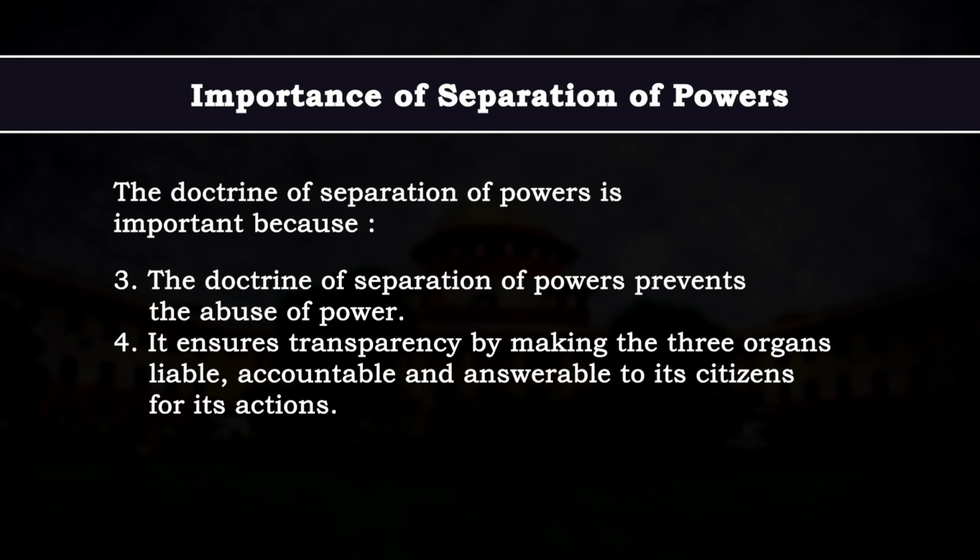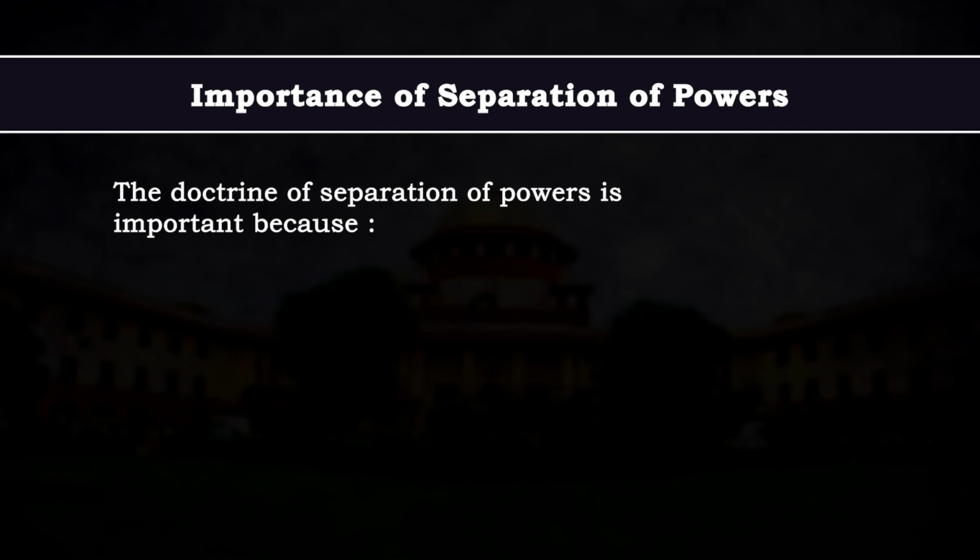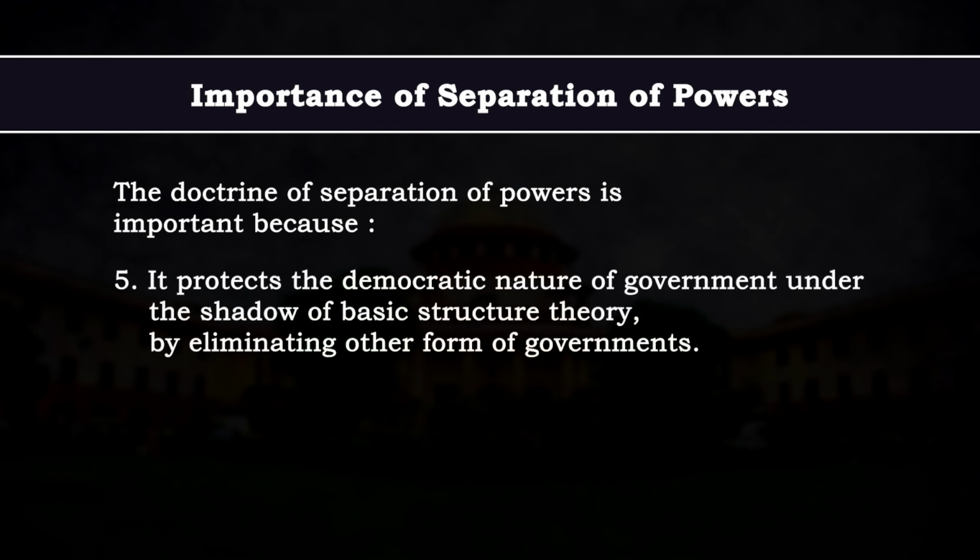Number three, the doctrine of separation of powers prevents the abuse of power. Number four, it ensures transparency by making all the three organs liable, accountable as well as answerable to its citizens for its actions. Number five, it protects the democratic nature of the government under the shadow of basic structure theory by eliminating other forms of government. And last, number six, it helps to make the laws just, fair and of course adhere to natural justice.